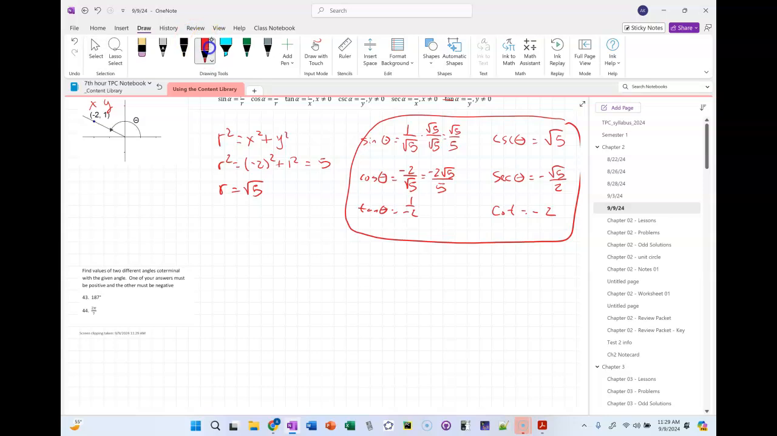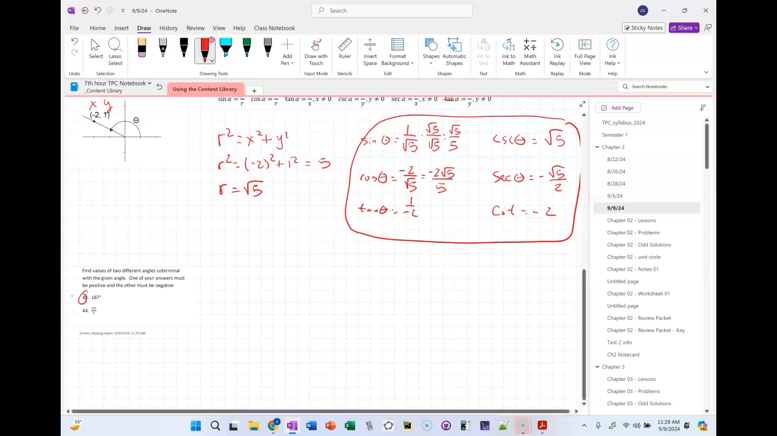So again, it's just asking for 2 angles that are coterminal. One should be positive, one should be negative. Since we already have a positive angle, I can just add 360 to it because we're in degrees. So that's 547, I think. And if it's negative, well, I can just subtract the 360 and I get 173, and that should do it. Is that okay?